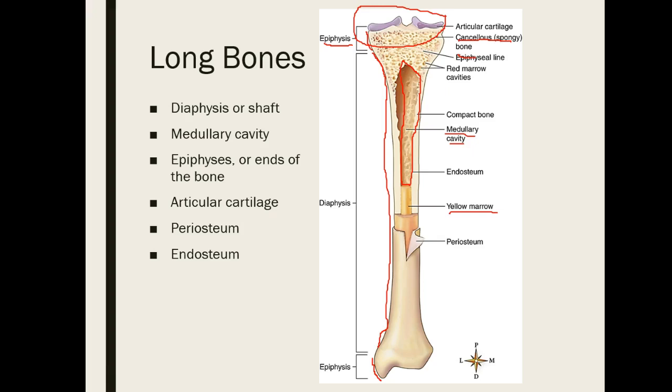Finally, the last component of the long bones are the 2 membranes. If you look at the line that I made around the medullary cavity, there's a membrane that covers that called the endosteum. So this is going to line the medullary cavity. The periosteum is going to line the outside of the bone everywhere that there is not articular cartilage. So as long as there's no articular cartilage on the area of the bone, there will be a periosteum that covers.